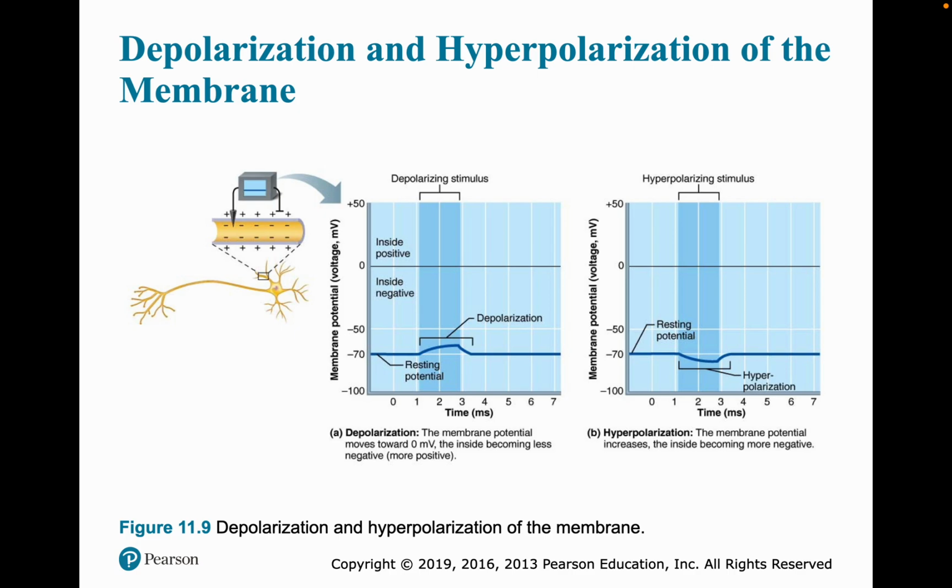So we can have depolarizing stimuli from one nerve to another, which will make it more likely that the postsynaptic neuron will fire, or hyperpolarizing stimuli, where the postsynaptic neuron would be less likely to fire.